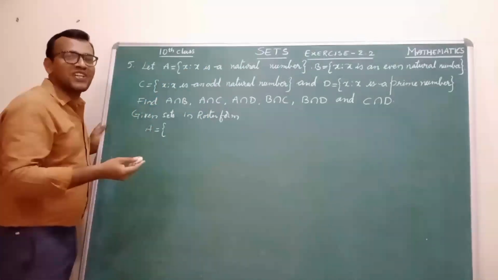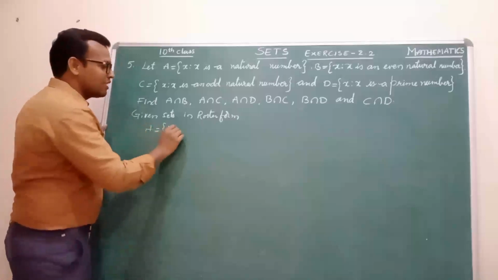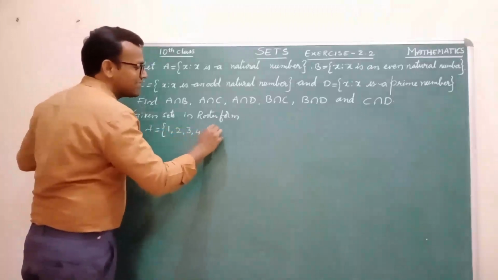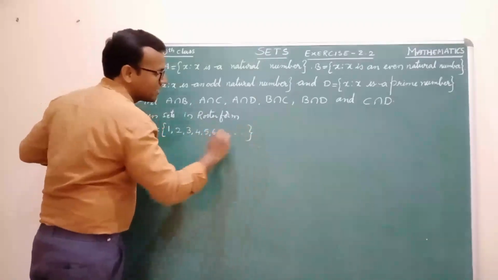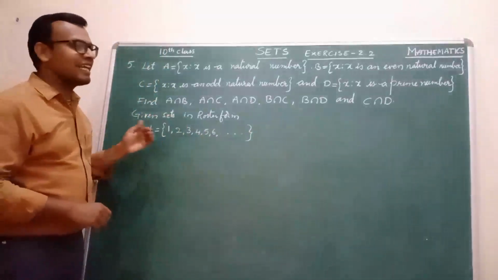So what are natural numbers? We already know that natural numbers start with 1, 2, 3, 4, 5, 6 and so on. There is no end. Now this is set A.